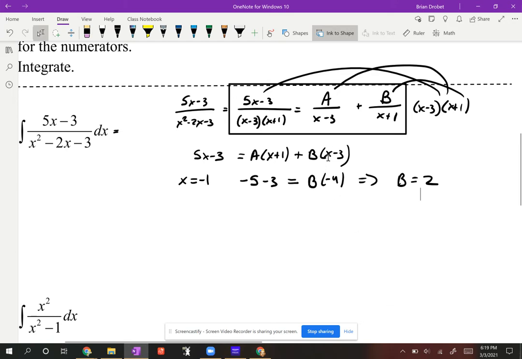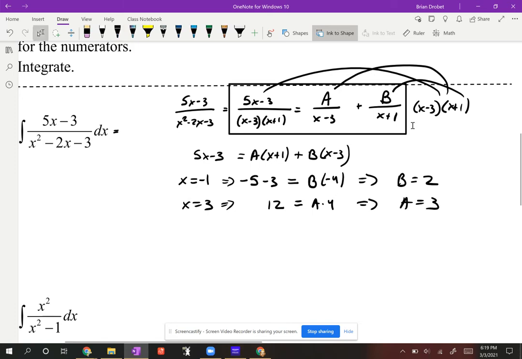Similarly, if I choose x to be equal to 3, I should be able to find the value for A. When x is equal to 3, I'm going to have 15 minus 3, which is 12, on the left-hand side. And I'm going to have A times 4, and the B term will go away. That's going to allow me to conclude that A is equal to 3.